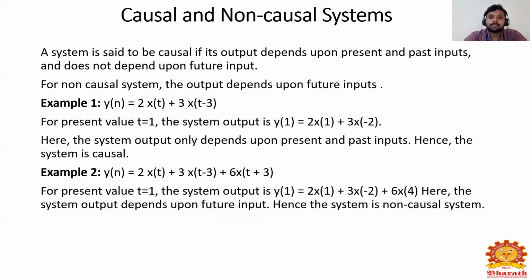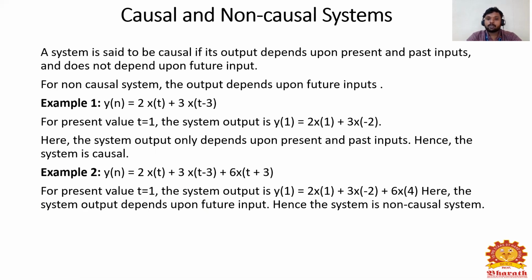Next, the system is causal and non-causal system. A system is said to be causal if its output depends upon present and past input and does not depend upon future input. For a non-causal system, the output depends upon future inputs. So what is the difference between causal and non-causal? If the output depends upon present and past input, then the system is called a causal system.